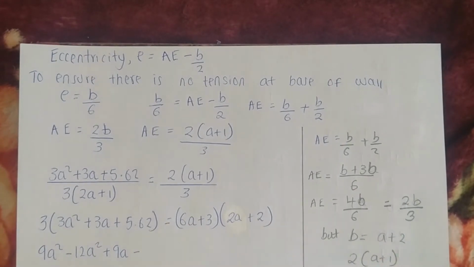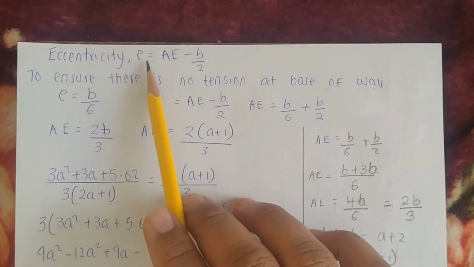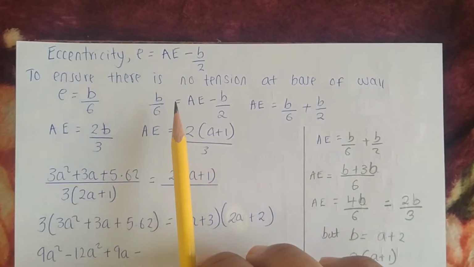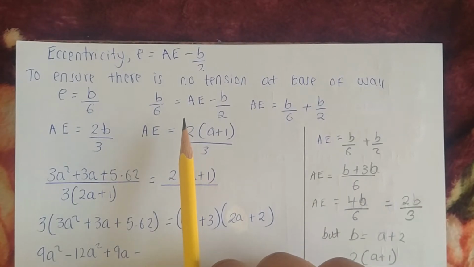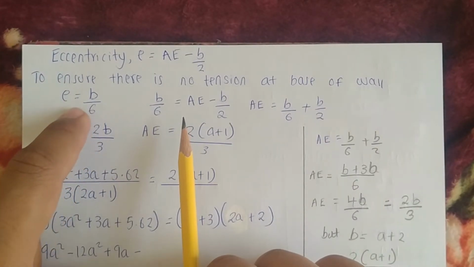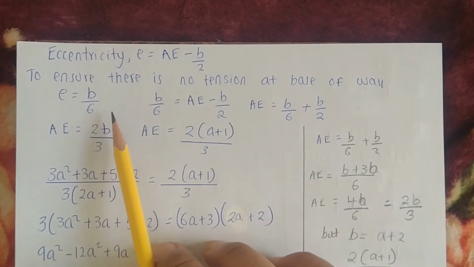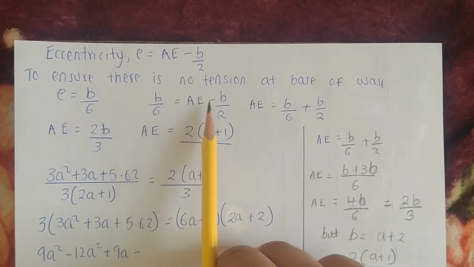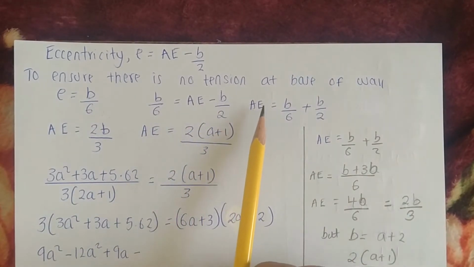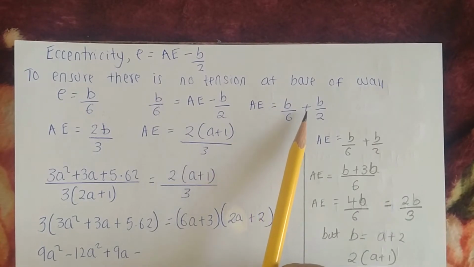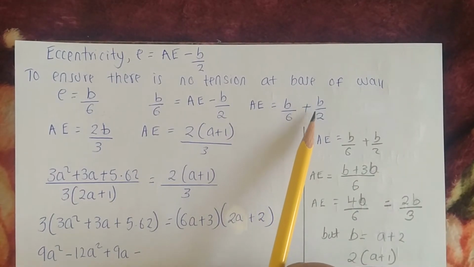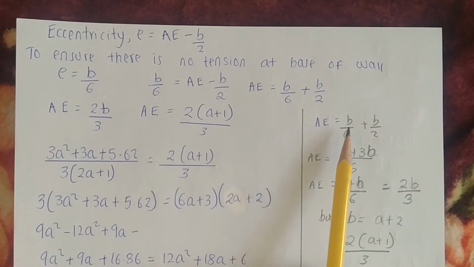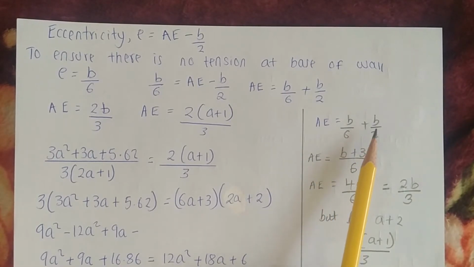Now we shall calculate the eccentricity. So eccentricity E is equal to AE minus B all over 2. To ensure that there is no tension at the base of the wall, our eccentricity will be equal to B all over 6. So E, which is the eccentricity, B all over 6, is equal to AE minus B all over 2. So our AE will be equal to B all over 6 plus B all over 2. So I've done my calculations over here. So our AE will be equal to B all over 6 plus B all over 2.